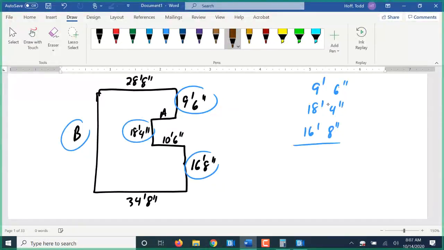So 6 and 4 is 10, plus 8 is 18 inches. That's 1 foot, 6 inches. So keep the 6 inches, carry the foot. 1 and 9 is 10, plus 18 is 28, plus 16 is 44 feet, 6 inches.